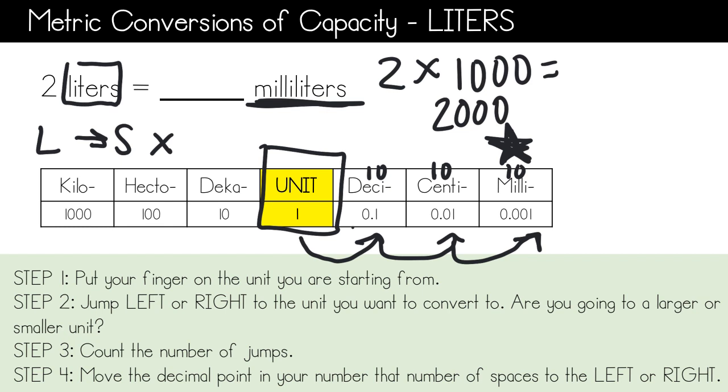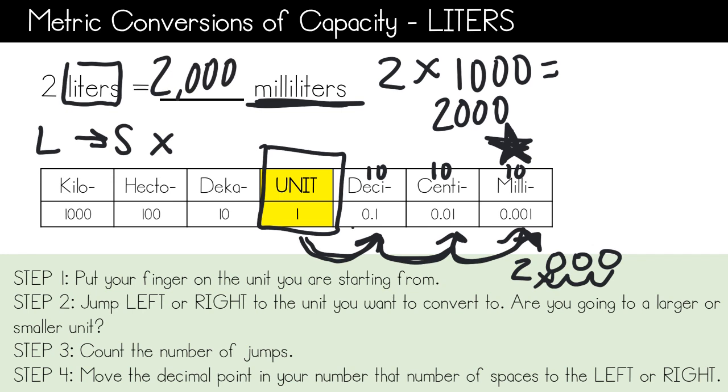Now I'm going to show you how to hop with place value. So you start out with 2. 2 is a whole number. It has a decimal at the end. How many jumps are we going to make? 1, 2, 3. 0, 0, 0. Mark that out. 2 liters equals 2,000 milliliters.